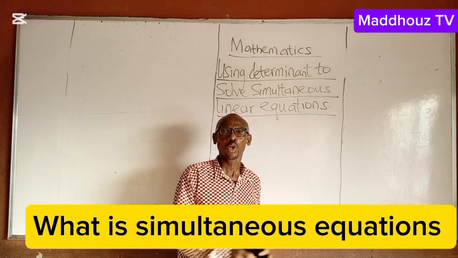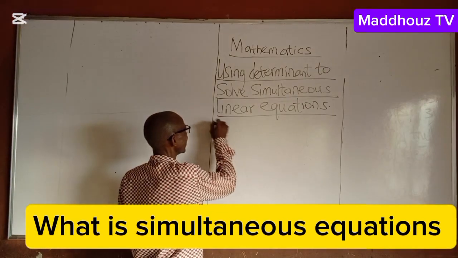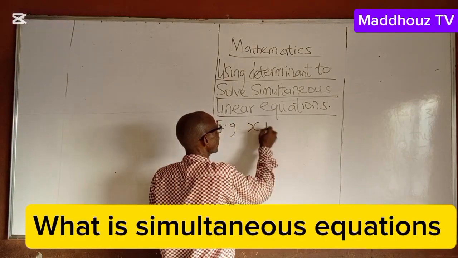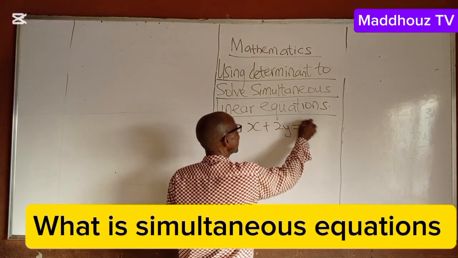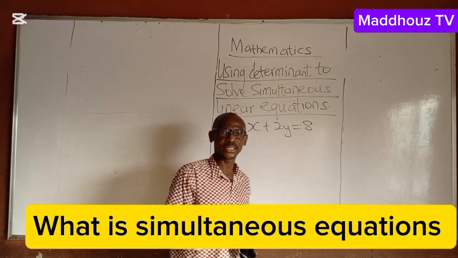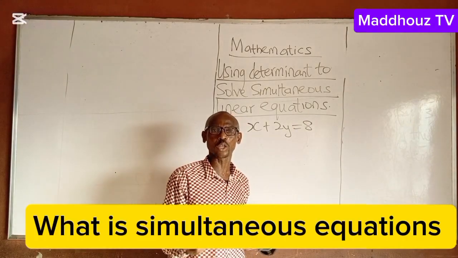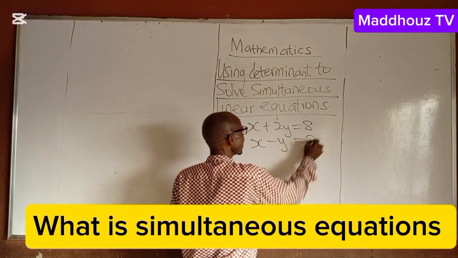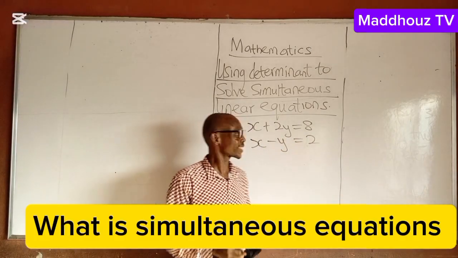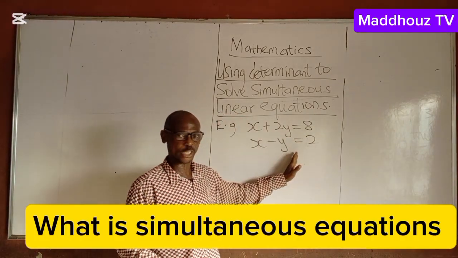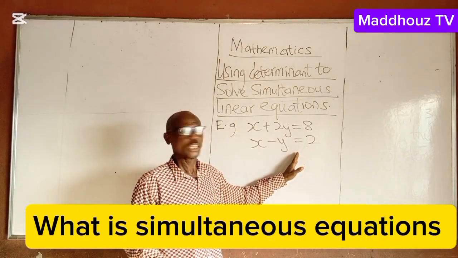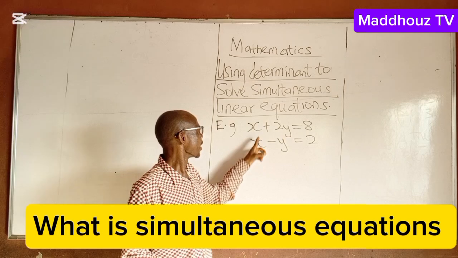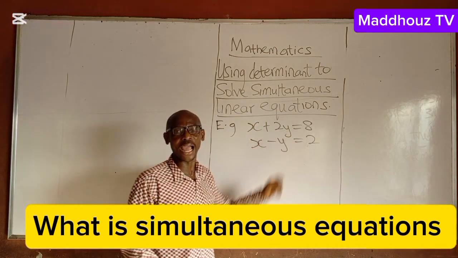Let's say, for example, we have an equation like this: x plus 2y is equal to 8. Then we have x minus y is equal to 2. Now let's say that this is a simultaneous equation. The unknown values here are x and y.